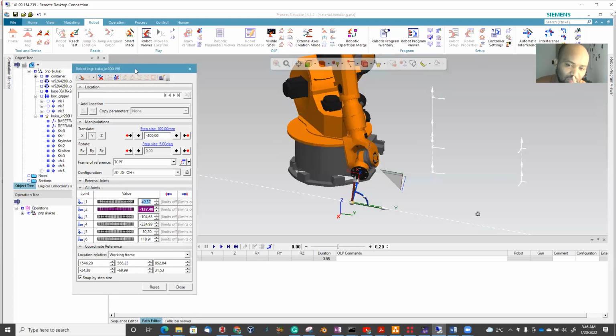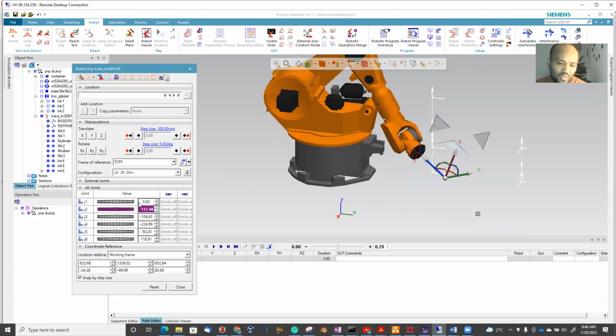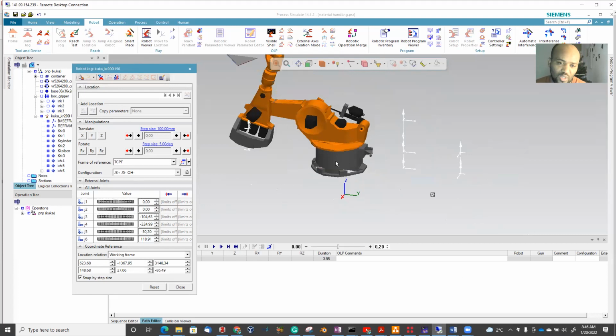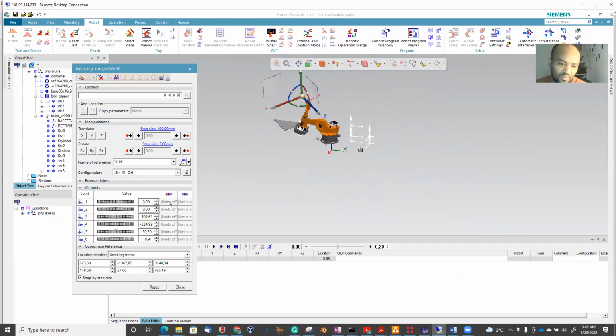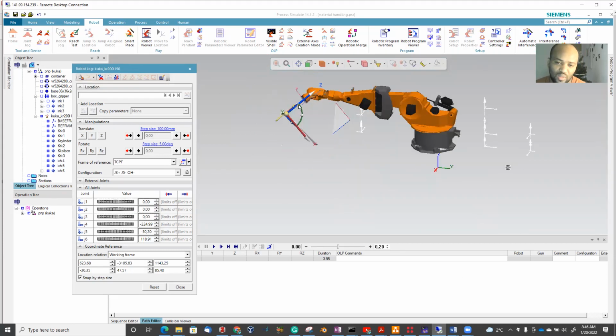So what does forward kinematics do? For example, here I will say θ1 is 0. Then the robot is calculating the position of the end effector. Now I will say this one is 0. You see, now the robot is calculating the position of the end effector. Then here I will say 0 again. The robot is recalculating where it should be.